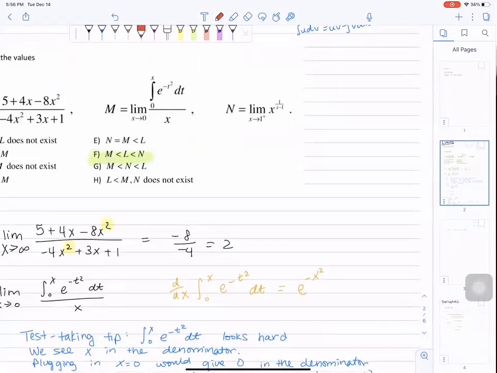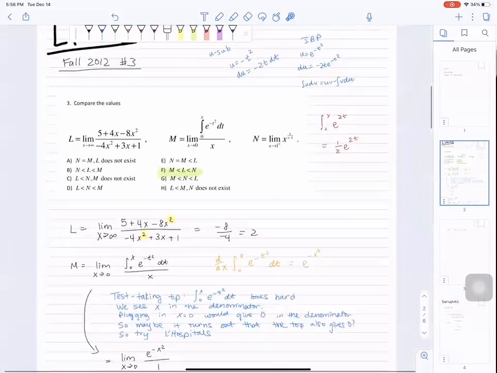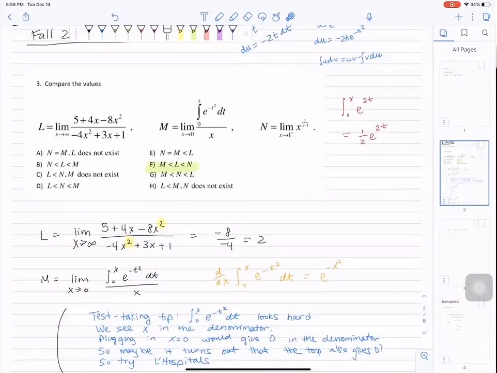Now, maybe also note if they had said e to the 2t, on the other hand, we know what that is. That is 1/2 e to 2t. So this we can compute, but because this is t squared, that makes it difficult to compute. Okay, any other questions on this one?